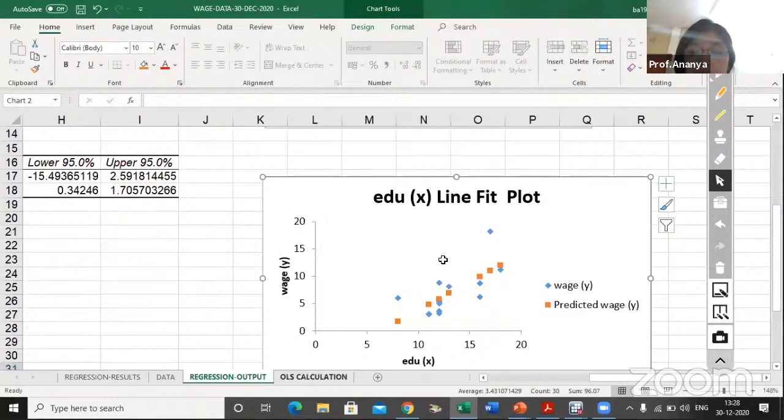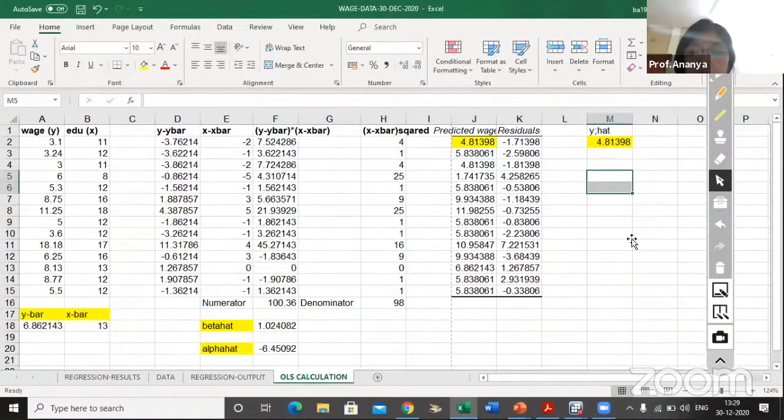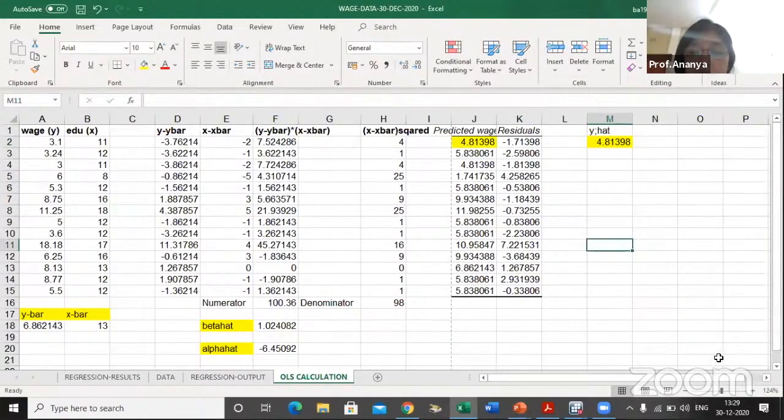I'll just end with this. I think the time is almost up. What I want to show you is that along with your regression output, you get your y hat. And as we just saw how to calculate y hat, y hat is a point on the regression line. So this is your actual y. This is 3.1. So okay.